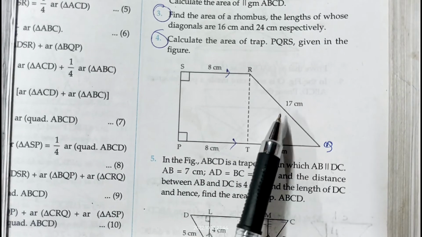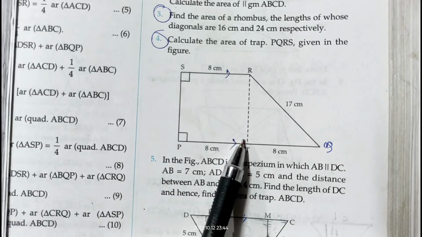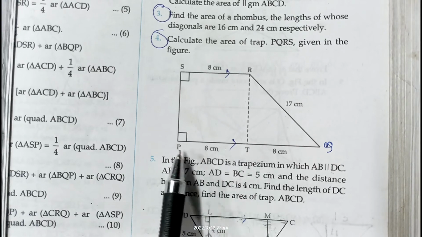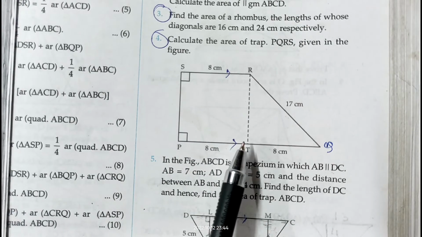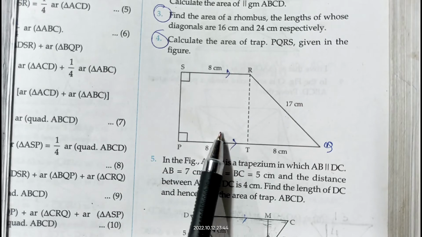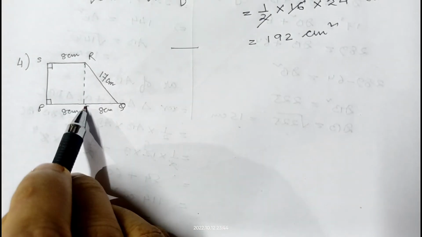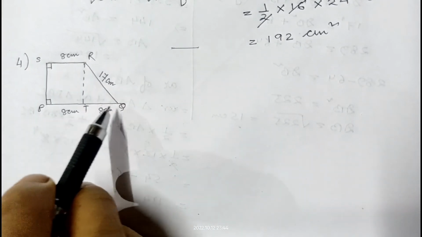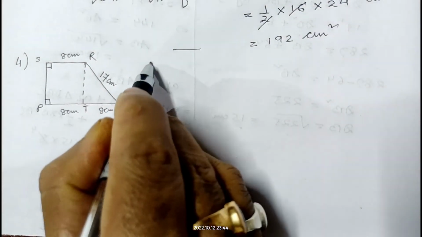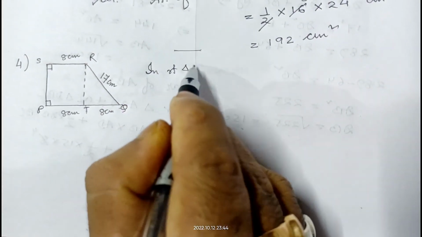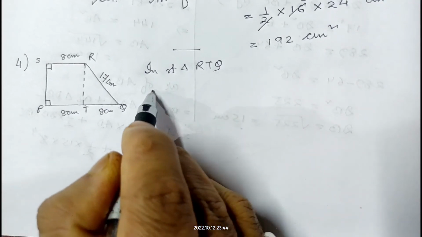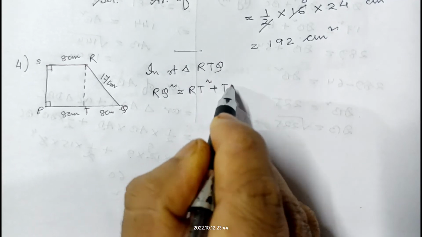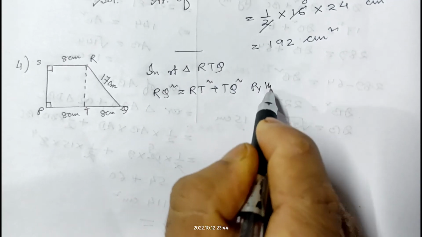So in this triangle, if I apply Pythagoras theorem, then RT can be calculated. And if I know this height, then by using the formula half into sum of the parallel sides into height, we can calculate the area of the trapezium. As in this figure, we have to first find RT, which is the perpendicular distance between the parallel sides. So in triangle RTQ, we can apply Pythagoras theorem. So we can write in right triangle RTQ, RQ square equals RT square plus TQ square by using Pythagoras theorem.